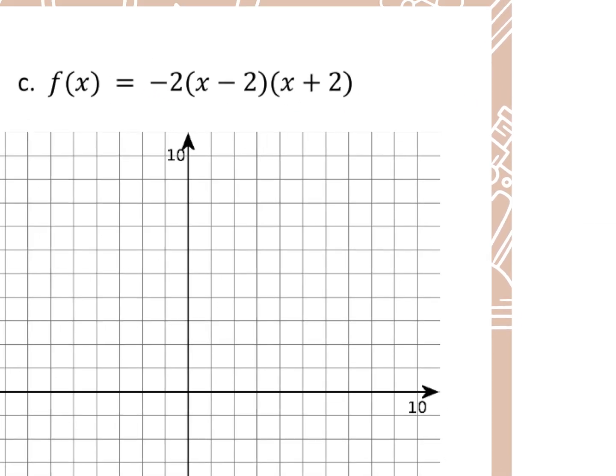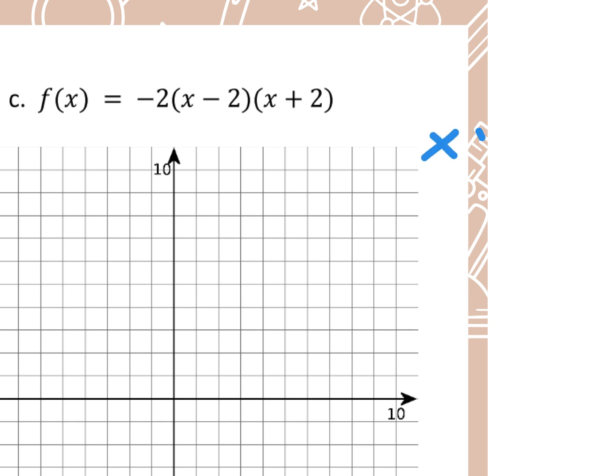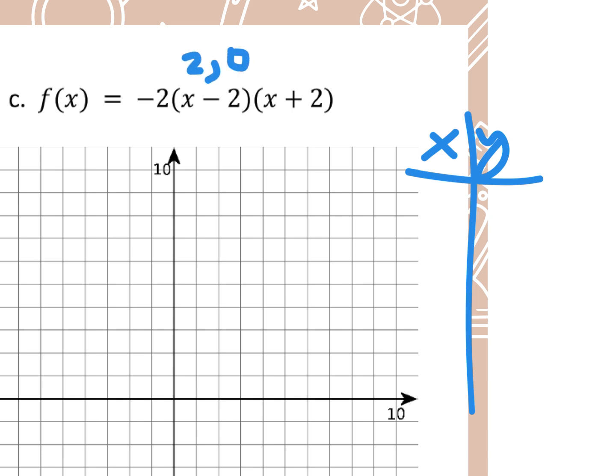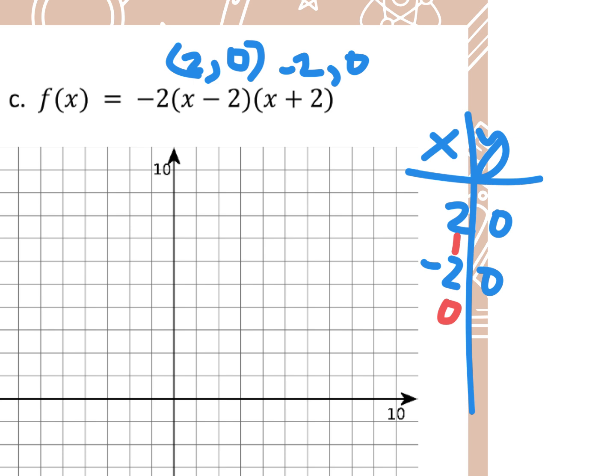This one, honestly, this one's not that bad. X, Y. And the nice part is I already know 2 points on it right away. The x-intercepts would be 2, 0, and this negative 2 for this one, which is negative 2 comma 0, those are points. 2, 0, negative 2, 0. And then I just need a few more points. Like, let's stick in 1. Let's stick in 0.